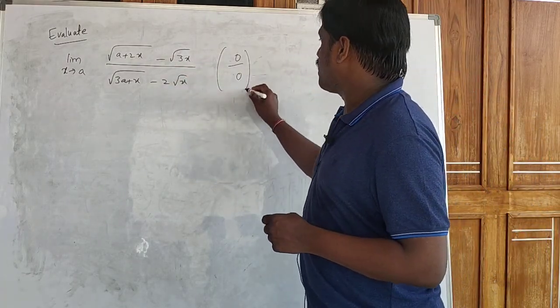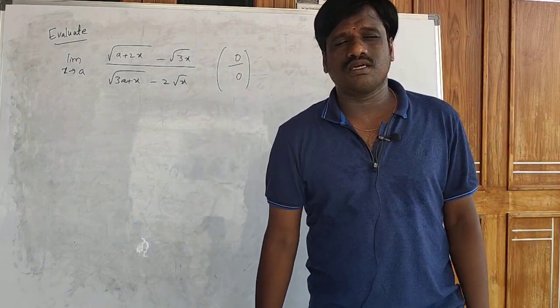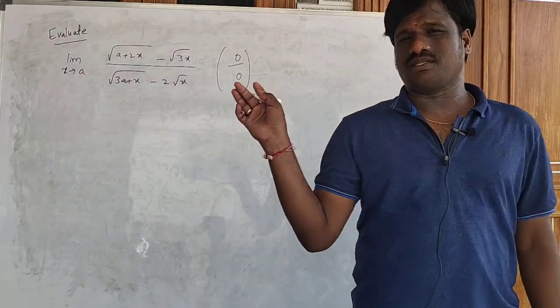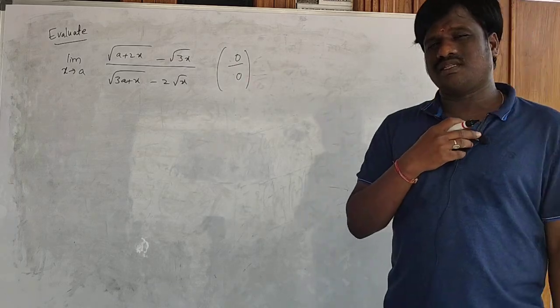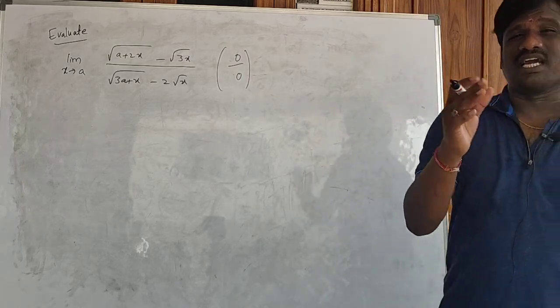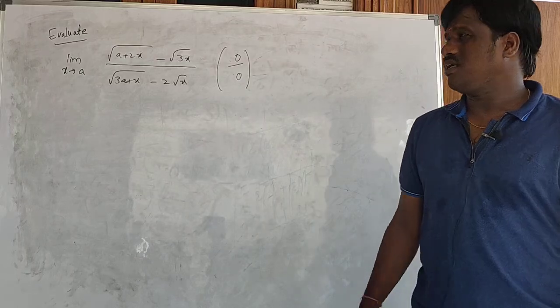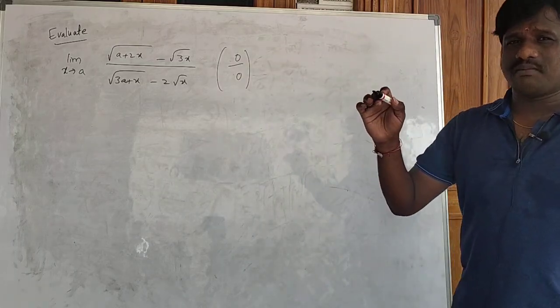So it is an indeterminate form 0 by 0, right? We are discussing 0 by 0 form questions right now, and in the next lecture we will discuss infinity by infinity questions. Okay, so I told you all the indeterminate forms.